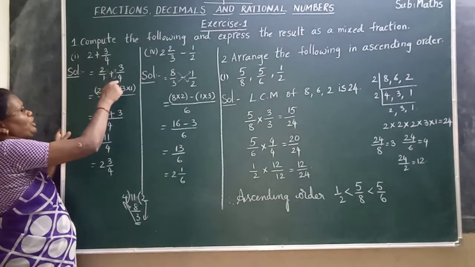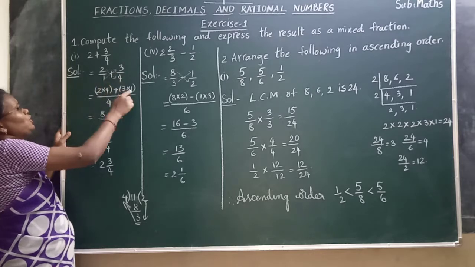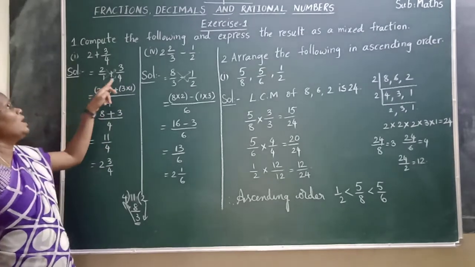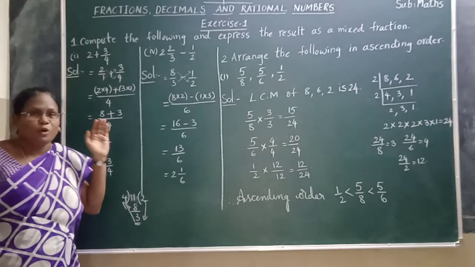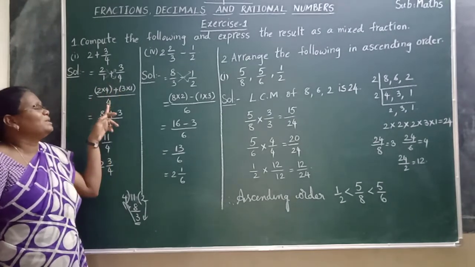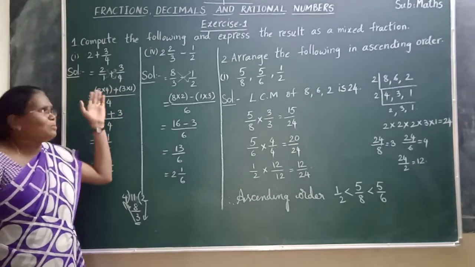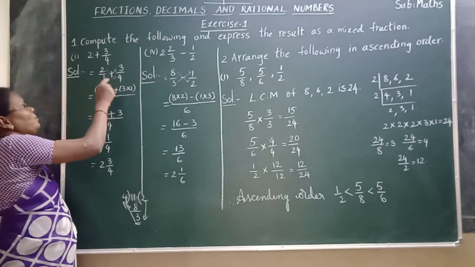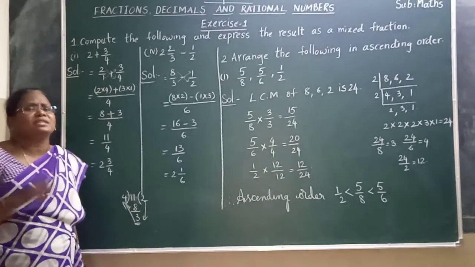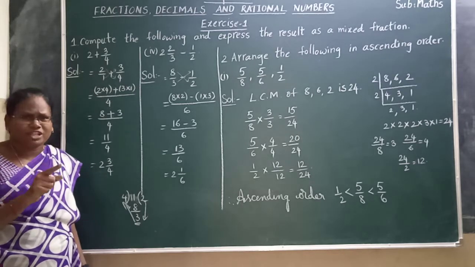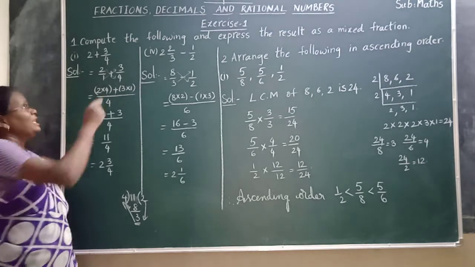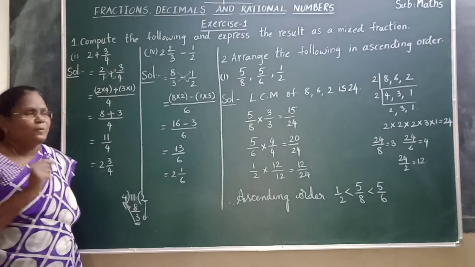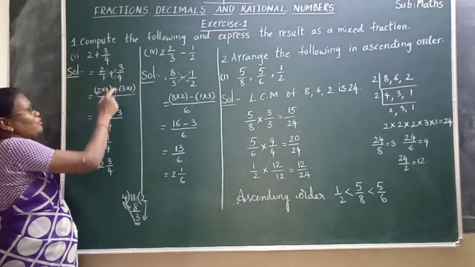Cross multiplication. 2 into 4 plus 3 into 1. When we do this cross multiplication, these two denominators are co-primes. If these are co-primes, we can multiply directly. Co-primes means two numbers whose common factor is 1. Then they are called co-primes. These two, 1 and 4, are co-primes.